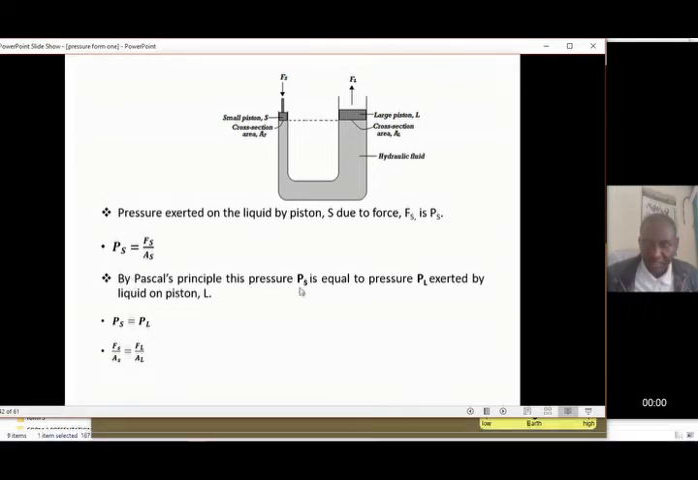By Pascal's principle, pressure at S here is equal to pressure here. So we say pressure at S is equal to pressure at L. How do you find pressure at L here? It is force at L divided by the area at L. So Fs over As should equal Fl over Al according to Pascal's principle.